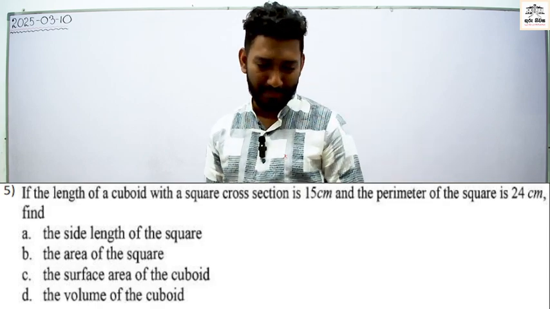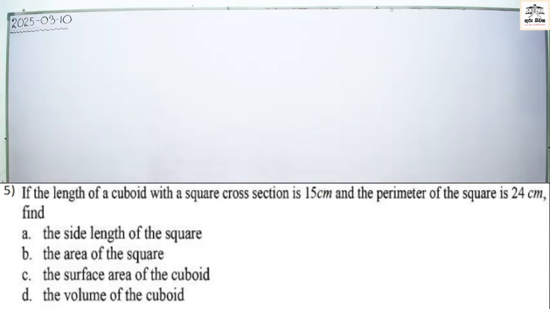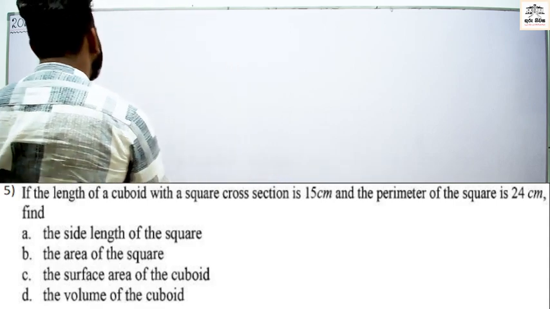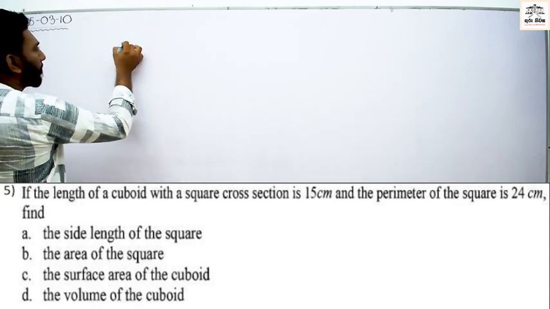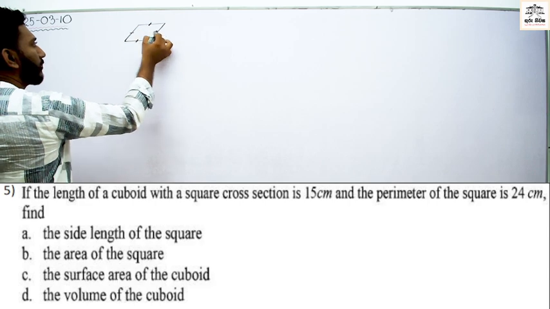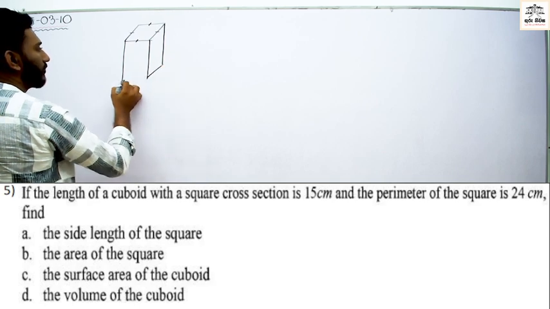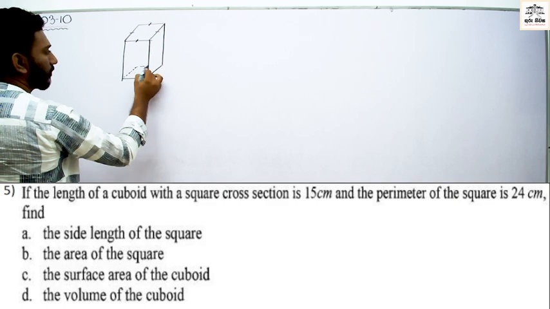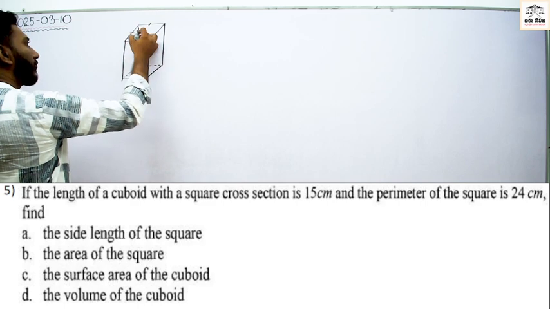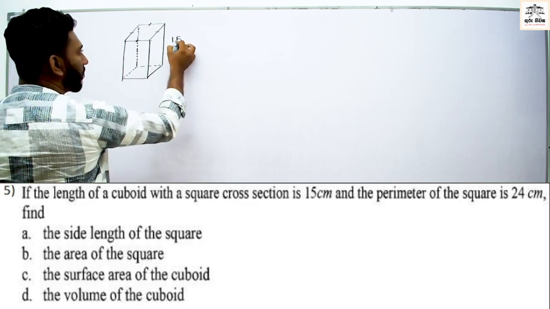Look at this. If the length of the cuboid with a square cross section is 15 cm. Now look at this. Let me draw a picture for this. It's like this. Square based cuboid and length. The length is like a height, no? Right. And the height is 15 cm.